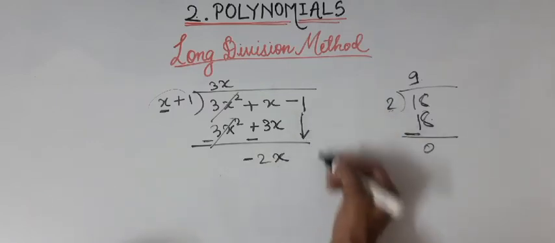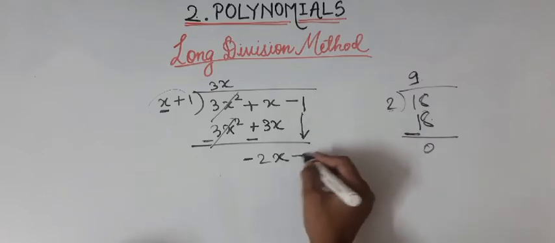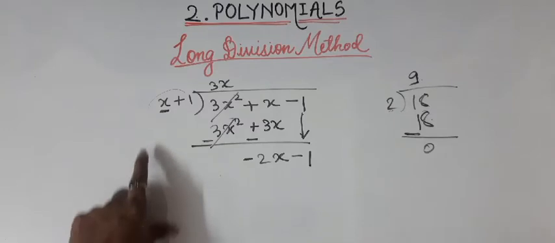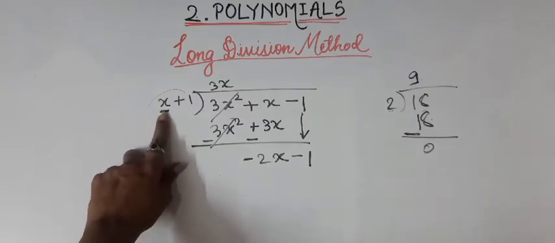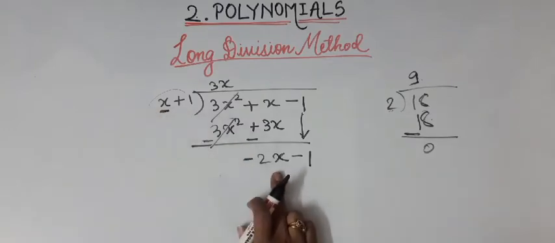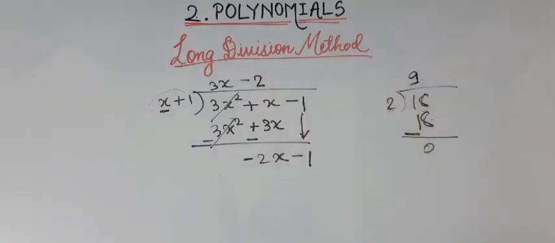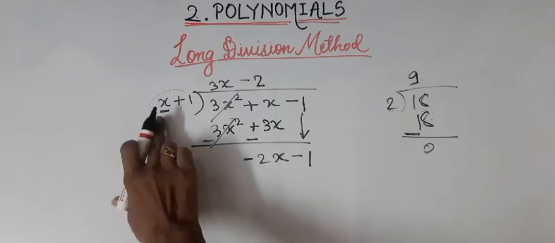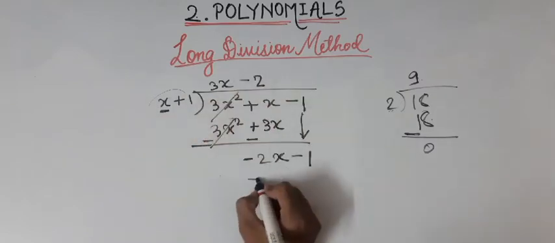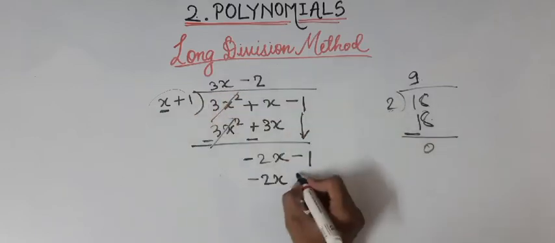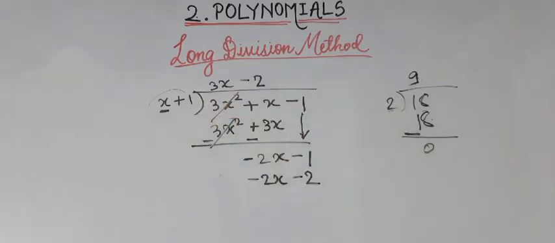And now take the next term down, that is minus 1. Again perform the same step. With what should I multiply x so that I will get minus 2x? With minus 2. So minus 2 will be the next term in your quotient. Now multiply. x into minus 2, minus 2x, and 1 into minus 2 will be minus 2.